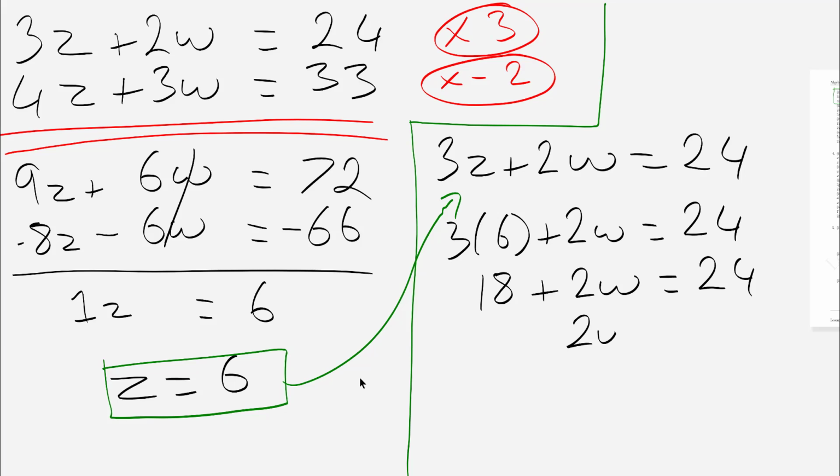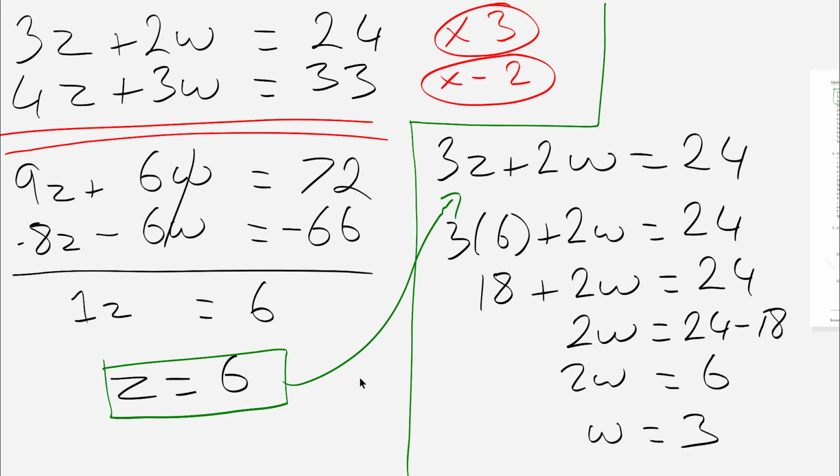So 2w equals 24, take 18. 2w equals 6. So dividing both sides by 2, we will get w equals 3. So there was my two solutions in this case. We had z equals 6 and w equals 3.